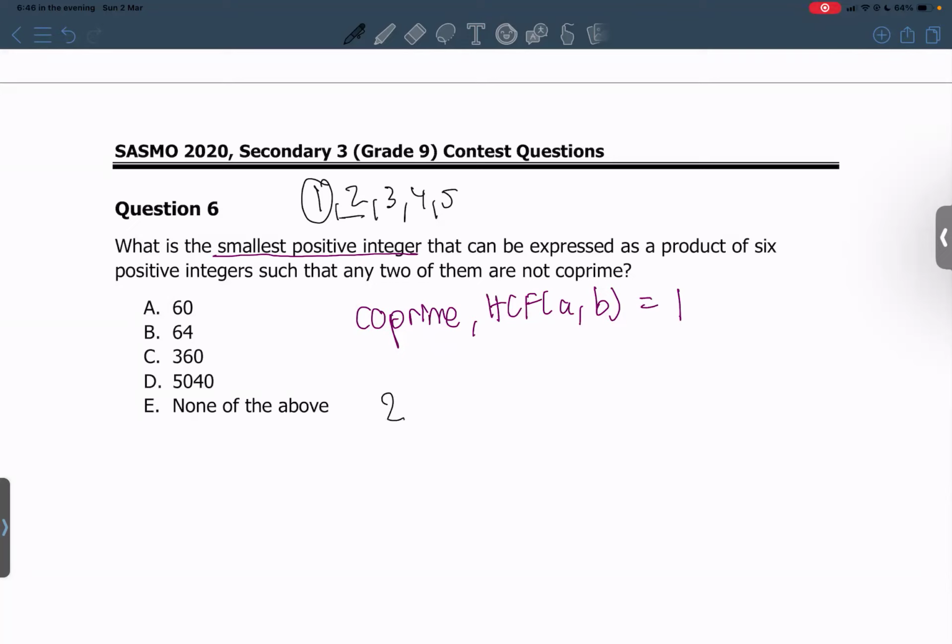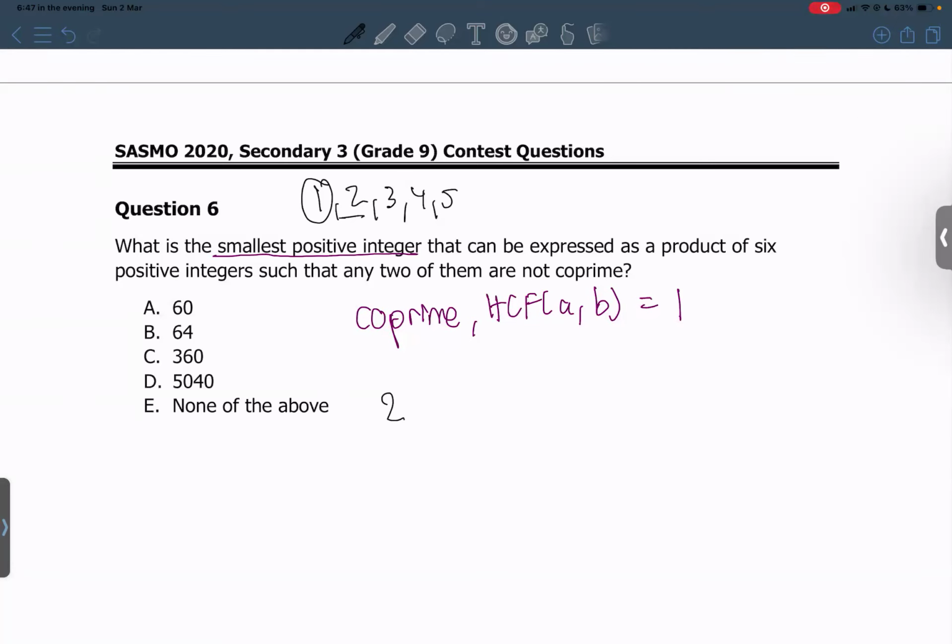And for 2, in the problem, you need to know that they did not mention whether we can only use one number, or we can use one number more than once. For this question, you can use one number more than once. And just like what I stated before, 1 is co-prime to every number.